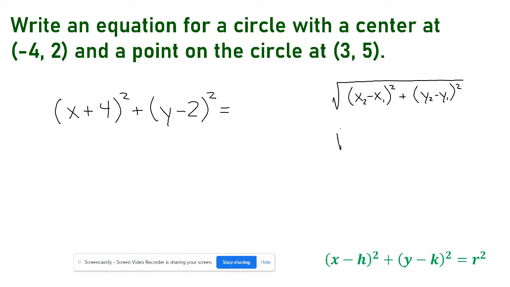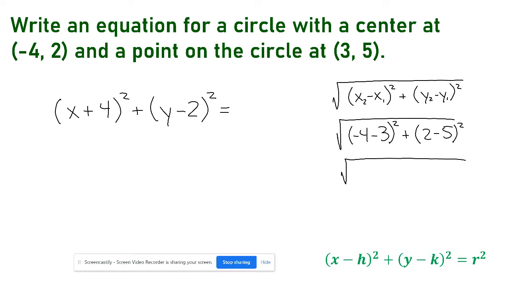So it's the difference of your two x's squared plus the difference of the two y's squared. So my two x's: -4 minus 3 squared plus 2 minus 5 squared. Let's keep working this out. -4 minus 3 is -7, so I have -7 squared plus -3 squared.